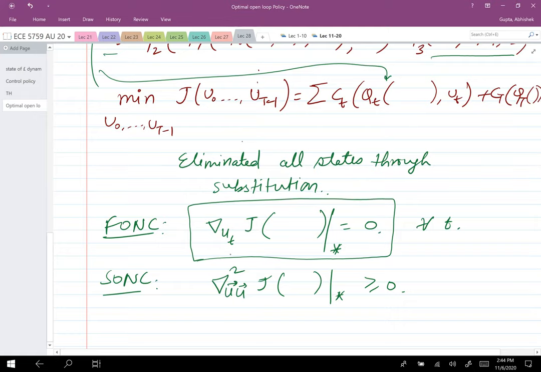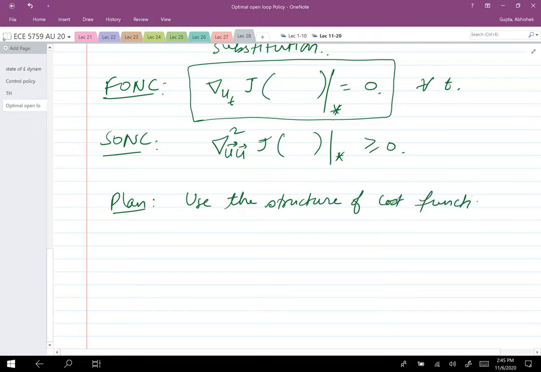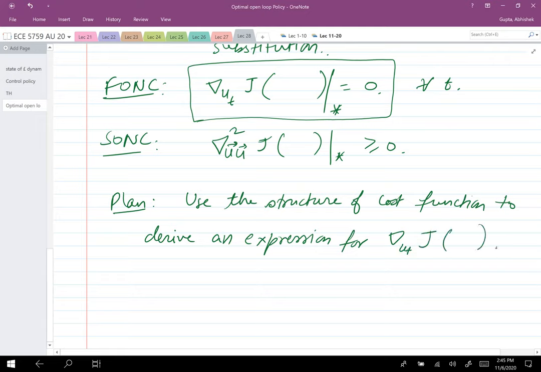Okay, so the plan is to use the structure of the cost function to derive an expression for the gradient of J with respect to ut. And this is what we will do in the next class.